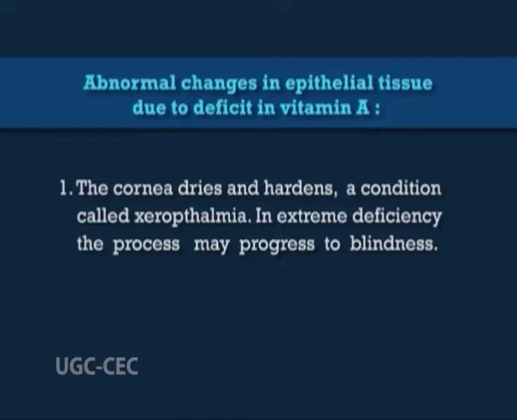When the body is deficient in vitamin A, many abnormal changes in the epithelial tissue occur, which include: number 1, the cornea dries and hardens, a condition called xerophthalmia. In extreme deficiency, the process may progress to blindness.